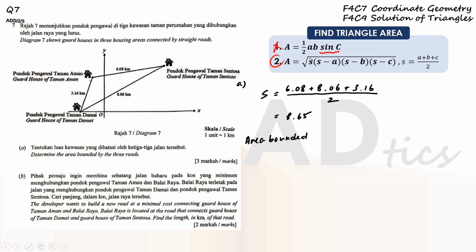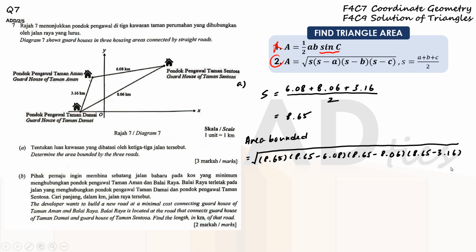Then we can calculate the area bounded. The first thing is we put the S, and then we multiply the differences between S and each of the lengths, right? And then you'll get the area, which is 8.486 km squared.